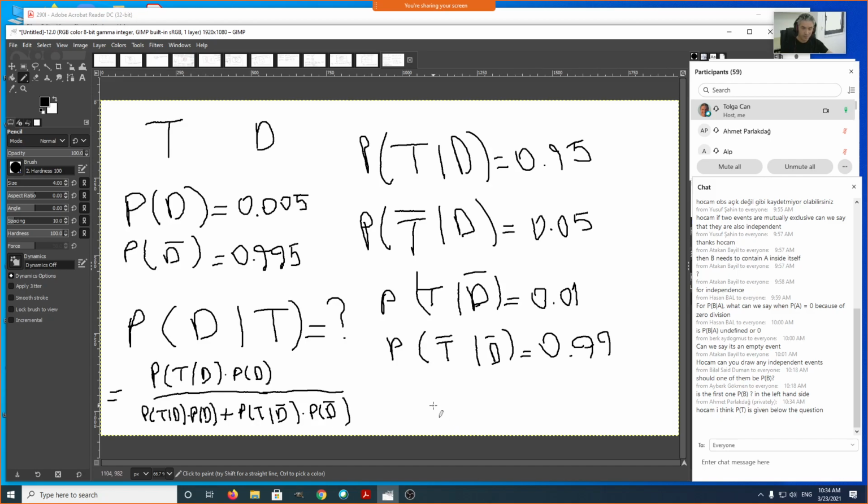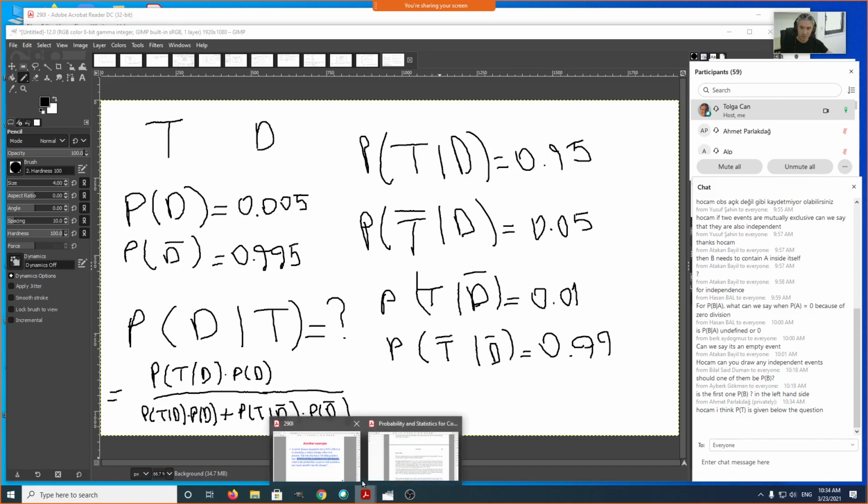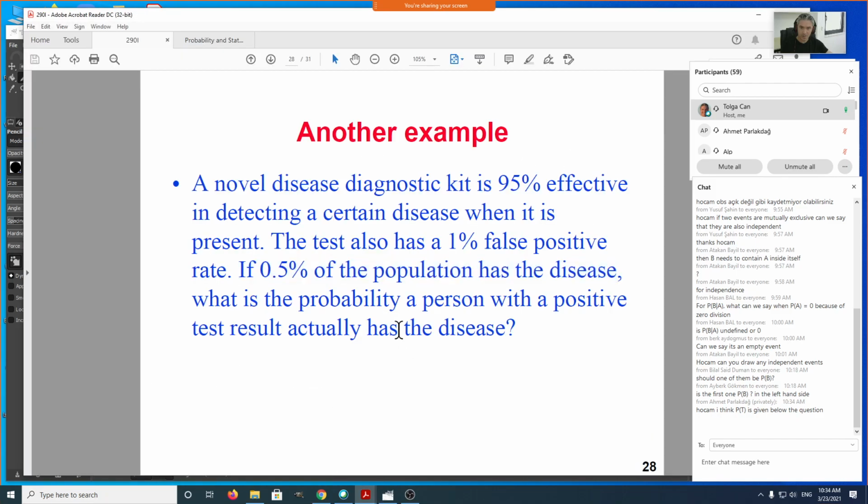PT is given below in the question. Let's see, what is PT? PT is not given here, I think. The unconditional probability. I mean, if you just tested a random person in the population, what is the probability that the test is going to be positive?